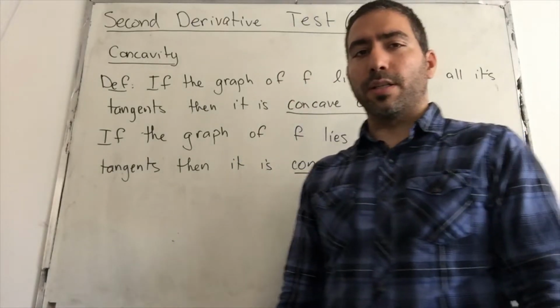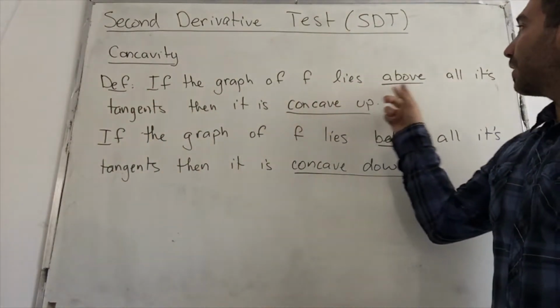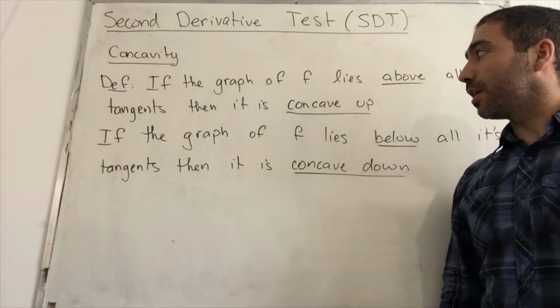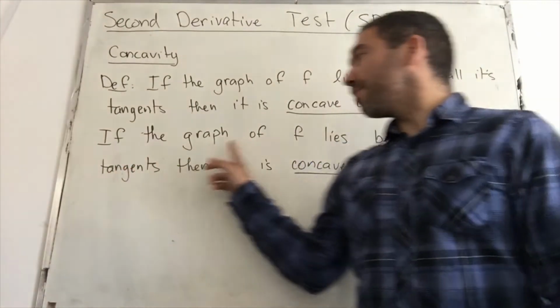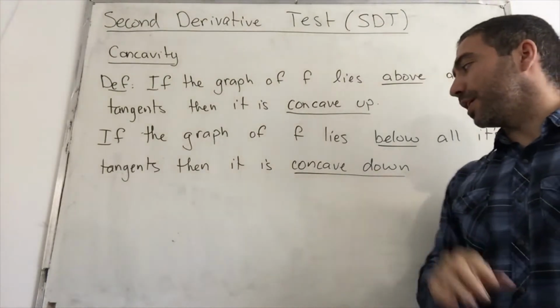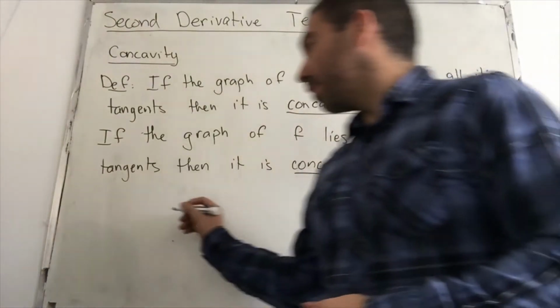So let's go ahead and look at the definition of concavity. If the graph of f lies above its tangents, then we see that the function is concave up. If the graph of the function f lies below all its tangents, then we say that the function is concave down. So let's look at a sketch to see what we're talking about here.